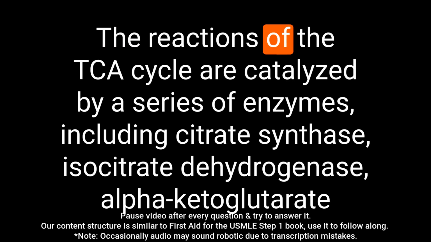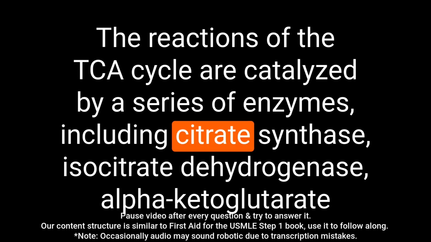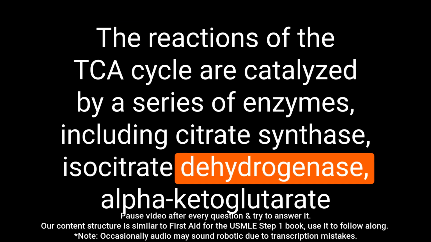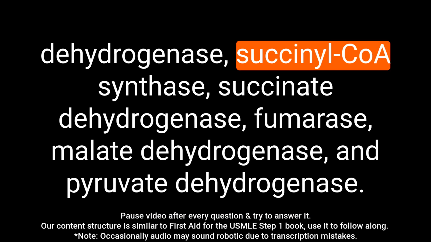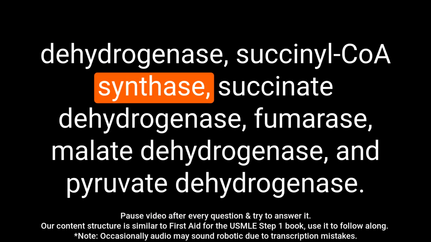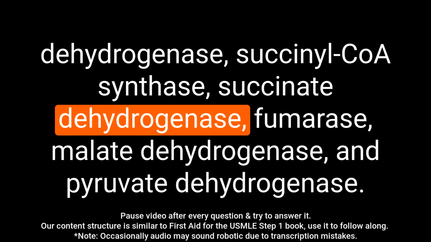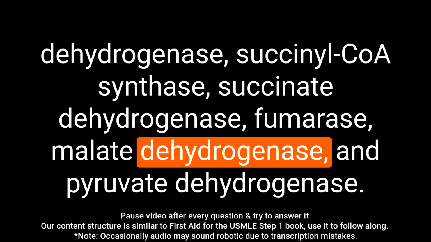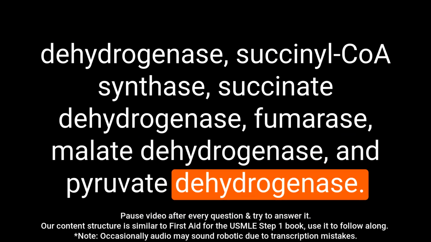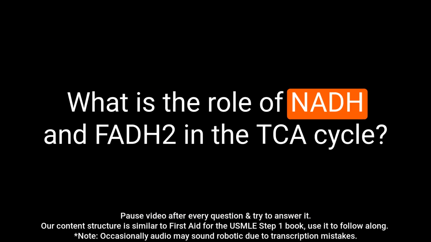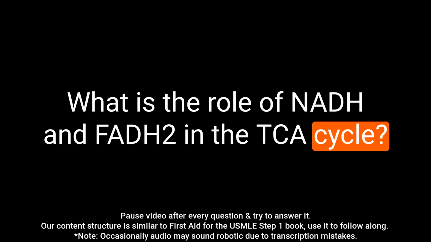Answer: the reactions of the TCA cycle are catalyzed by a series of enzymes, including citrate synthase, isocitrate dehydrogenase, alpha-ketoglutarate dehydrogenase, succinyl-CoA synthase, succinate dehydrogenase, fumarase, malate dehydrogenase, and pyruvate dehydrogenase. Question: what is the role of NADH and FADH2 in the TCA cycle?